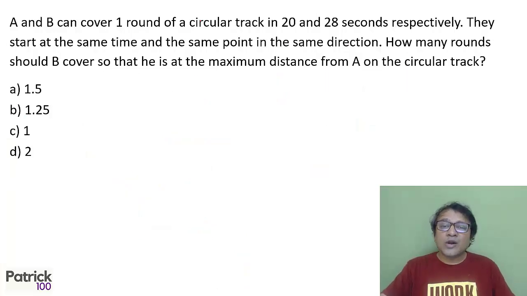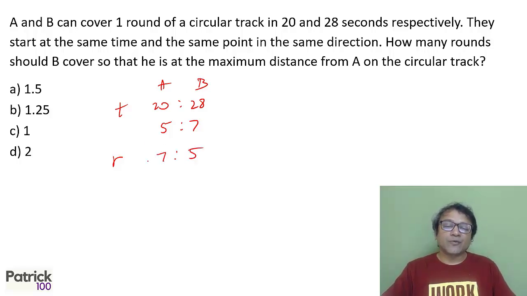A and B can cover one round of a circular track in 20 and 28 seconds. So the time taken by A and B is 20 is to 28. One good way is to solve by ratio if both the times are given, which if you look at is 5:7. The less the time taken, the more the rounds you can cover. So the number of rounds covered in the same time will be 7:5.